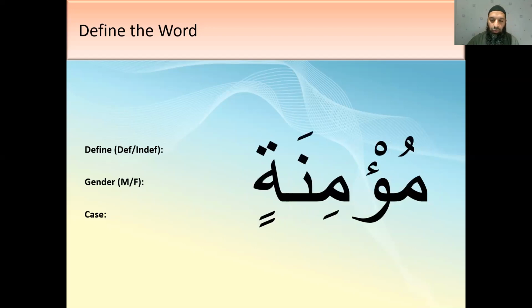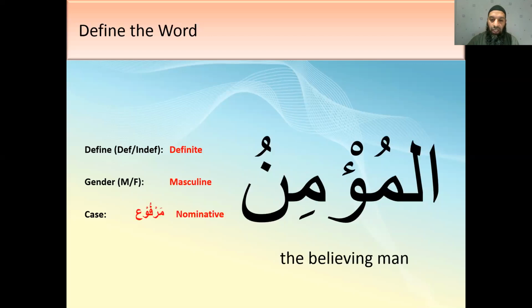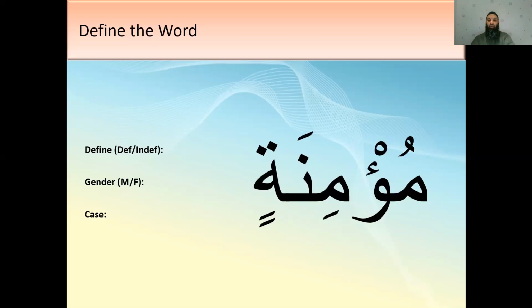Excellent. We're going to make that now into, put a ta marbuta there, can you see? Oh, yes. So, brother, what is mu'minatin? Our brother who's spoken, yeah? A believing woman. Majroor. Believing woman. Okay, a believing woman, that's correct.